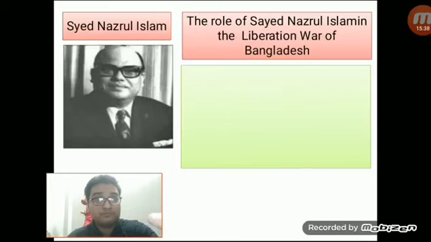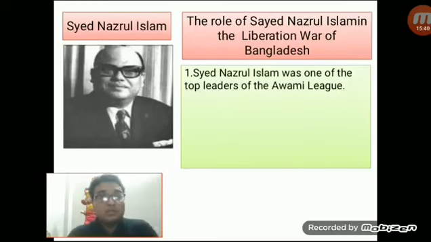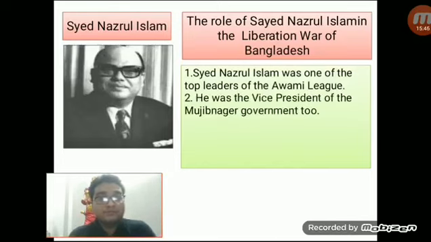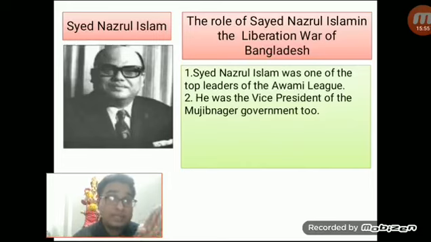First of all, Syed Nazrul Islam was one of the top leaders of Awami League. Number two, he was the vice president of the Mujibnagar government too. And we know there are six members of the Mujibnagar government, and Syed Nazrul Islam was the vice president of the Mujibnagar government.